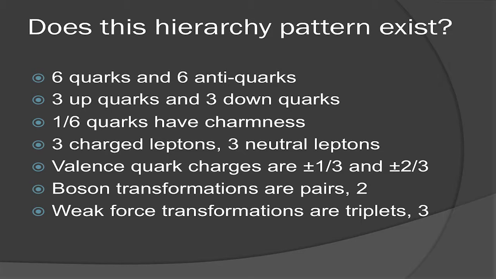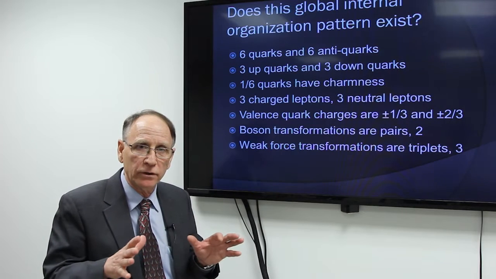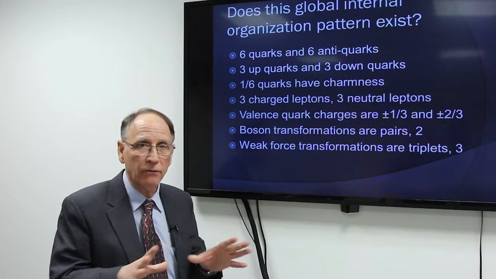There are 3 up quarks and 3 down quarks. There are 1/6 of the quarks that have charmness. 3 of the leptons are charged, 3 of the leptons are neutral. The valence quark charges are 1/3 and 2/3. Boson transformations always occur in pairs, which is 2. And weak force transformations are always in triplets, 3. So if you go looking for this pattern, this is throughout physics.